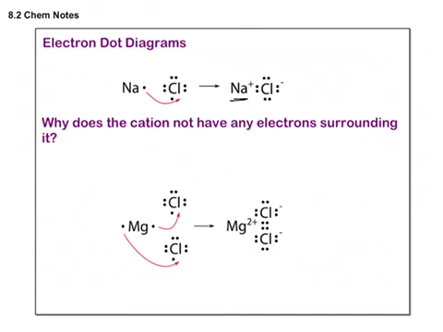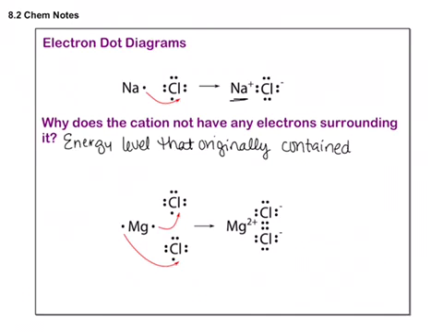this is because the energy level that originally contained electrons, or valence electrons, is now empty. So by not putting any electrons around that sodium ion, it shows us that that energy level is now empty.